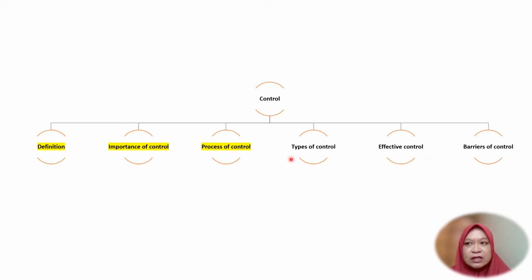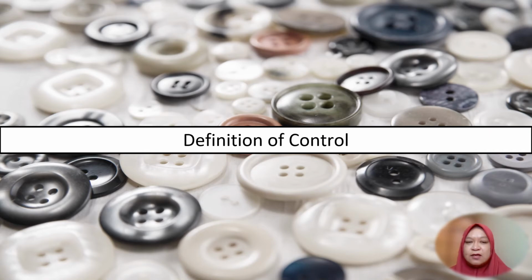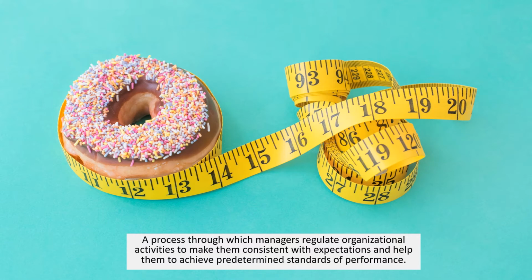For this video, we're going to try to cover these three parts first. First, we need to know the definitions of control. If you still remember, controlling is one of the management functions, where there are four functions of management: planning, organizing, leading, and controlling. So control is the last function of management that all the managers have to do inside the organization.